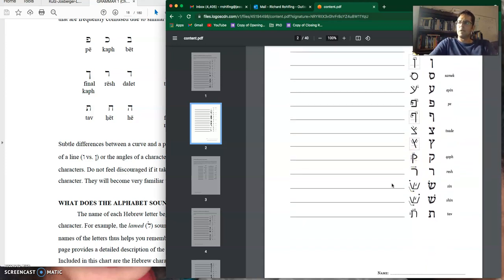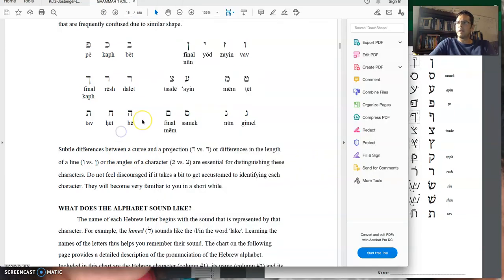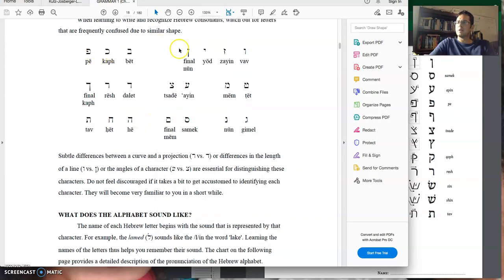Now, in your textbook, they have some look-alike letters here. So, for instance, I don't think you'll confuse the yod too much with these others, but you can, especially in the beginning, confuse yod and vav, and zayin and vav look very, very similar. Zayin here is just a bit more curved, and then the final form nun and the vav can look very similar. They are very similar, except that the final nun goes down farther.